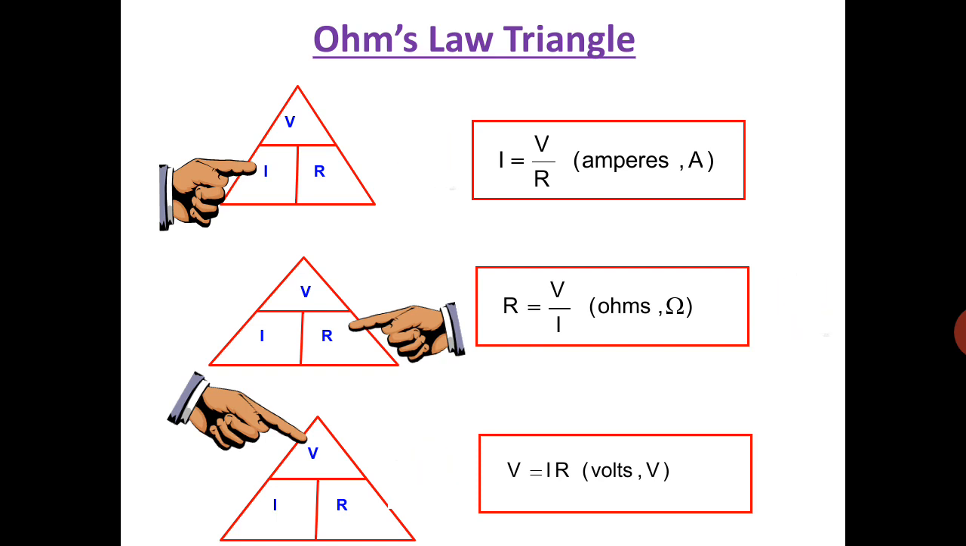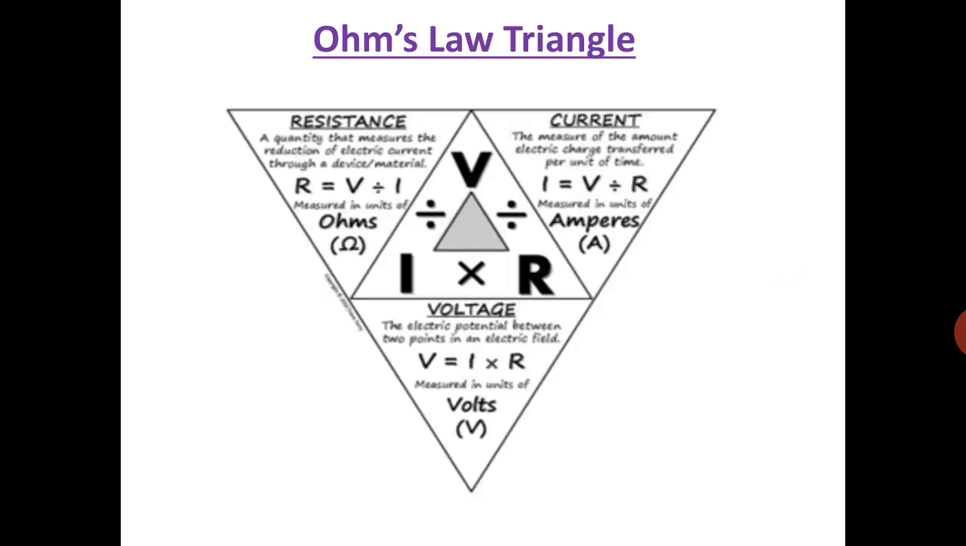Even if you forget, if you remember this triangle, then whatever parameter the question asks for, you can easily recall the formula and solve it. So I is equal to V divided by R, R is equal to V divided by I, V is equal to IR. So this is the Ohm's law triangle.